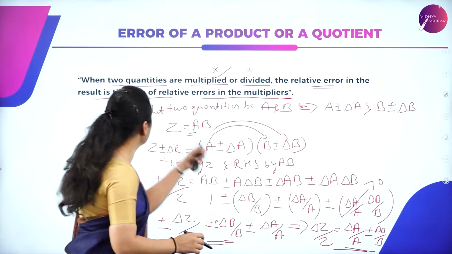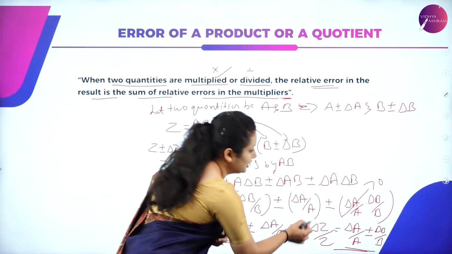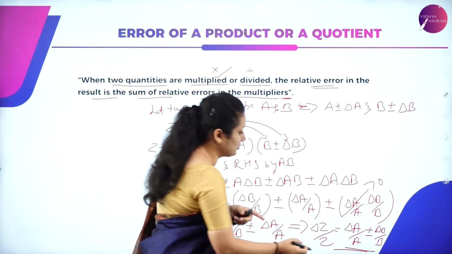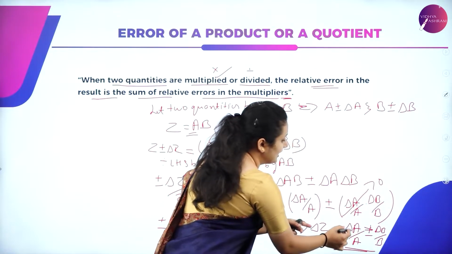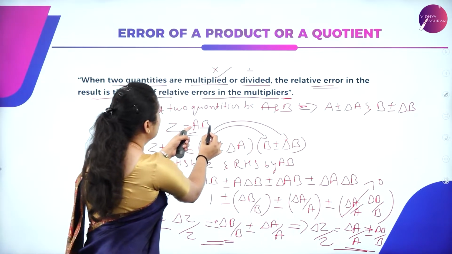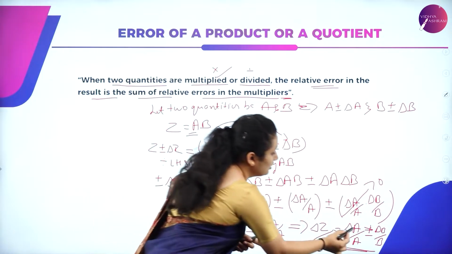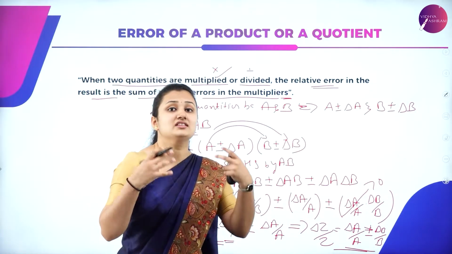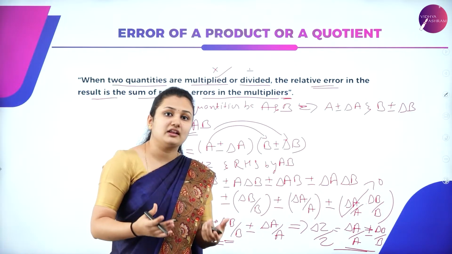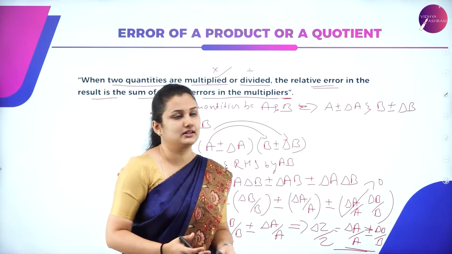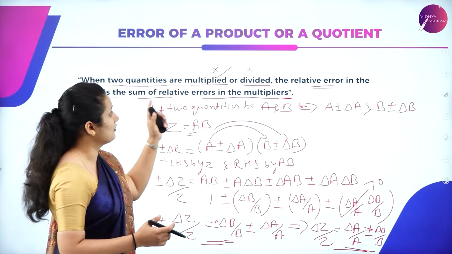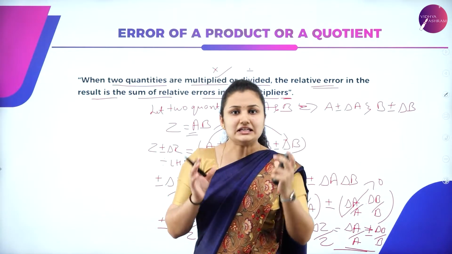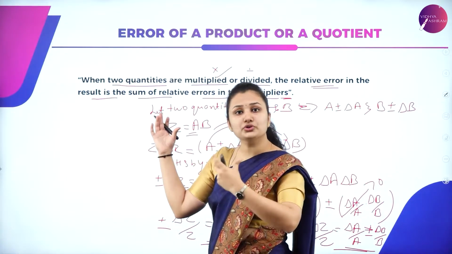So the relative error in the result will always be the sum of relative errors in the two individual quantities. The two relative errors are summed up. So this is about the error of a product or quotient. Simply, it is easy to analyze. Just go through rule 2.